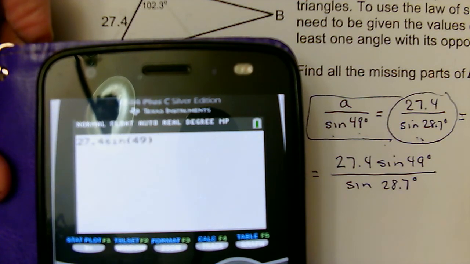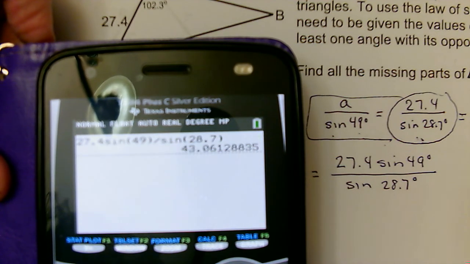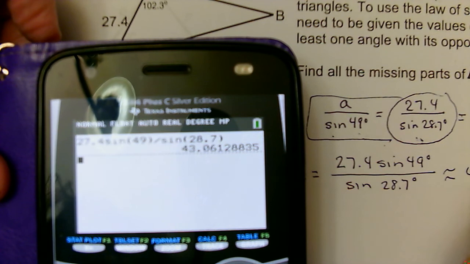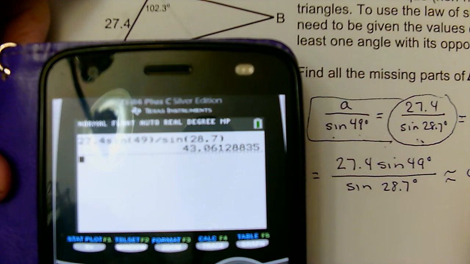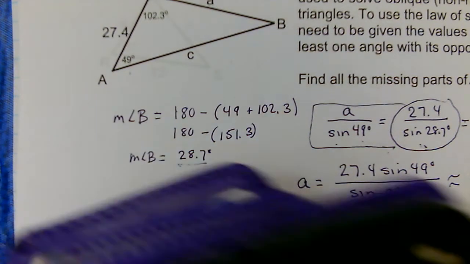Okay, so 27.4 times the sine of 49 degrees divided by the sine of 28.7 degrees. And that comes out to 43.061 rounded to 3 decimal places.